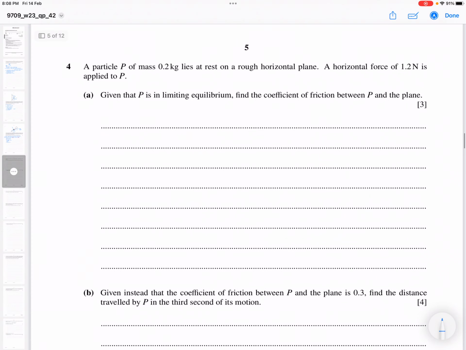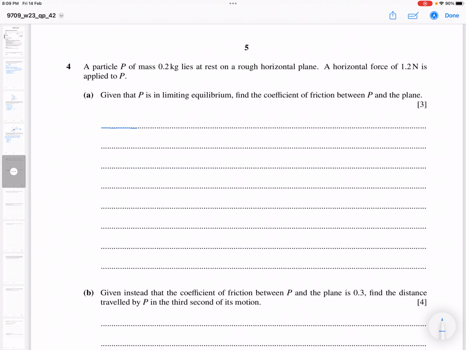Okay, question number 4. A particle P of mass 0.2 kg lies at rest on a rough horizontal plane. A horizontal force of 1.2 Newton is applied to P. In part A, given that P is in limiting equilibrium, find the coefficient of friction between P and the plane.